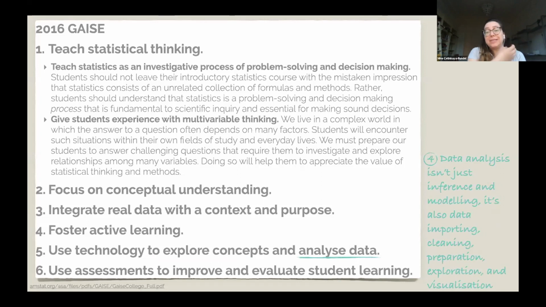And finally, it says analyze data. And yesterday in Hillary Parker's keynote, we also saw what I think she called the notorious data science cycle. It is not just inference and modeling. It includes those, but it's also data importing, cleaning, preparation, exploration, and visualization. And we've heard in quite a few talks so far this idea of actually teaching the entire cycle, which means we have to teach this nitty-gritty as well.